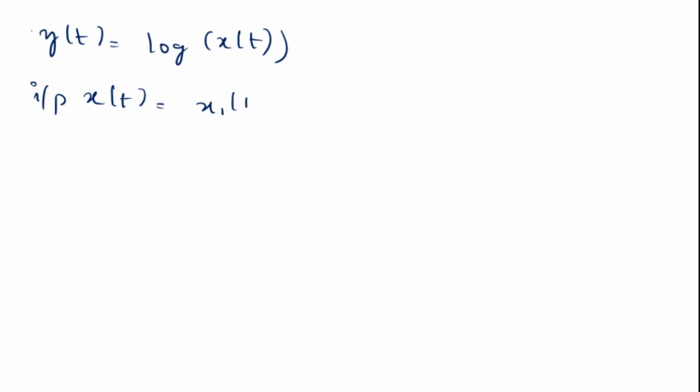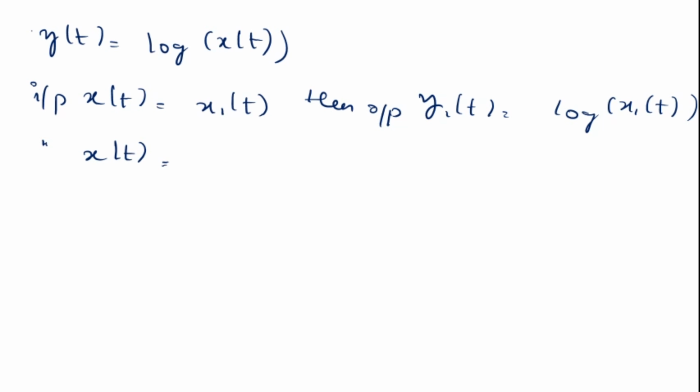Next problem, we have to check whether the given system is linear or not. y of t is equal to log of x of t. Let input x of t is equal to x1 of t, then output y1 of t is equal to log of x1 of t. Similarly, input x of t is equal to x2 of t, then output y2 of t is equal to log x2 of t.